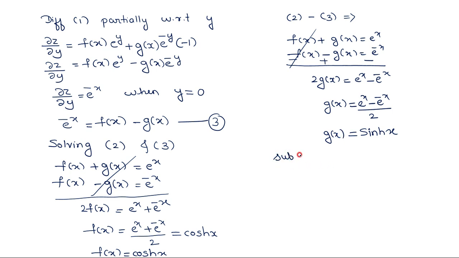Substitute that in equation number 1 to find the solution of z. So z = f(x) e^y + g(x) e^(−y), which is z = cosh x e^y + sinh x e^(−y).